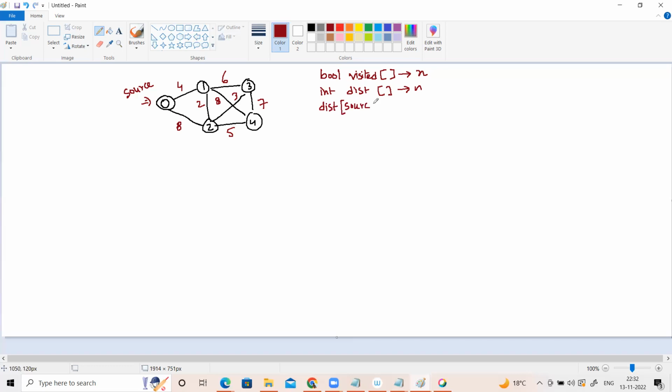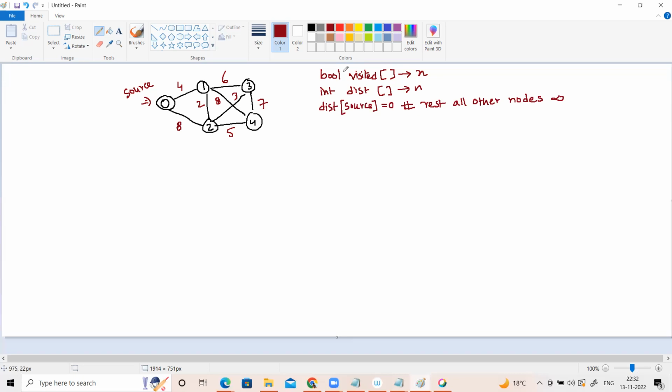You can say the source index is equal to 0, and whatever we have said, all the rest of the nodes are going to have infinite, right? Okay, so what is the next step?